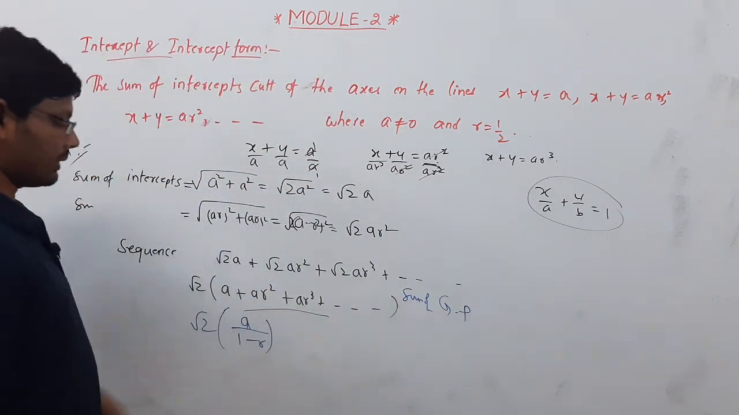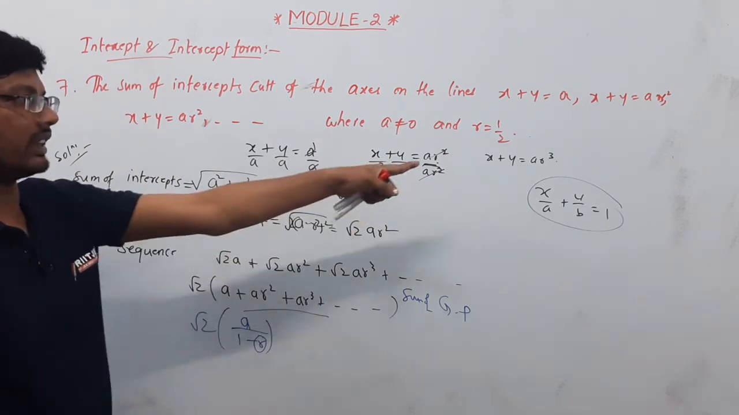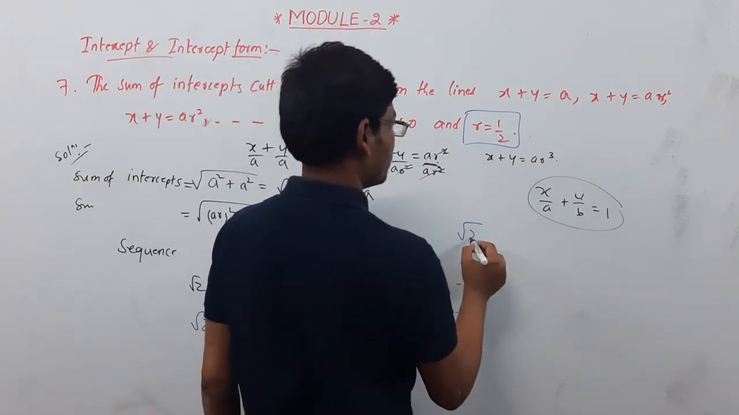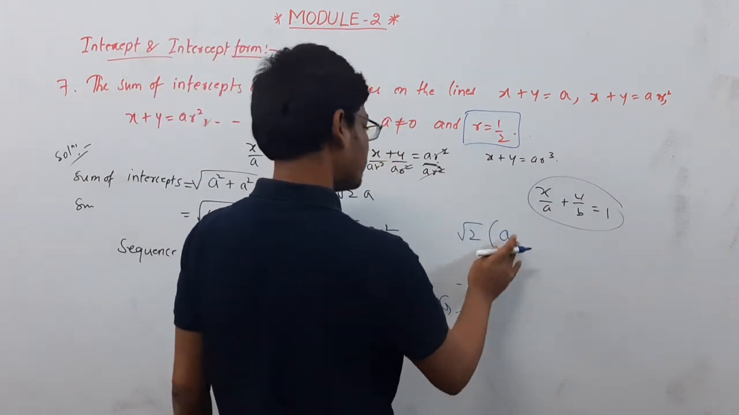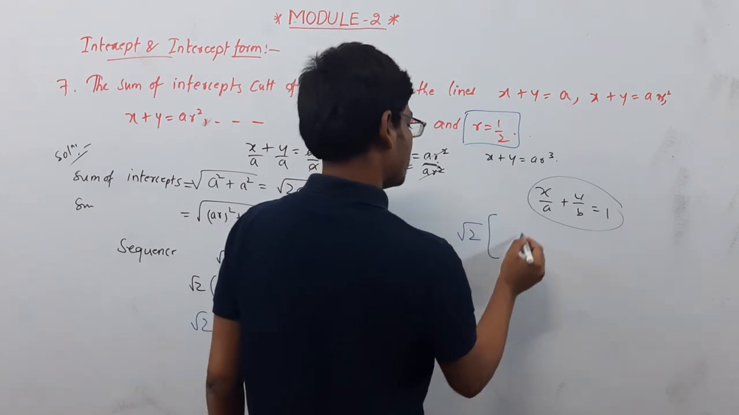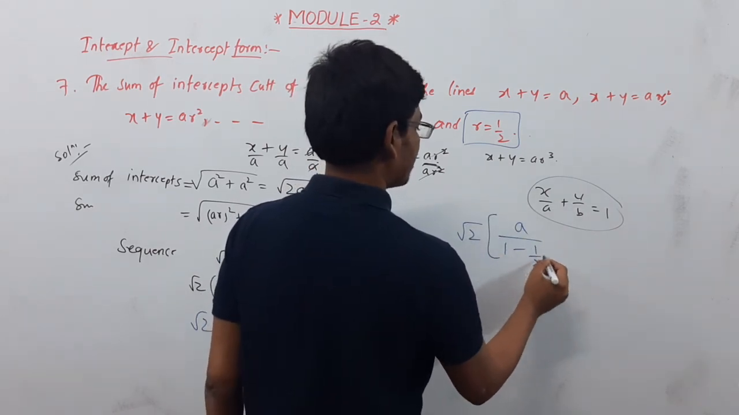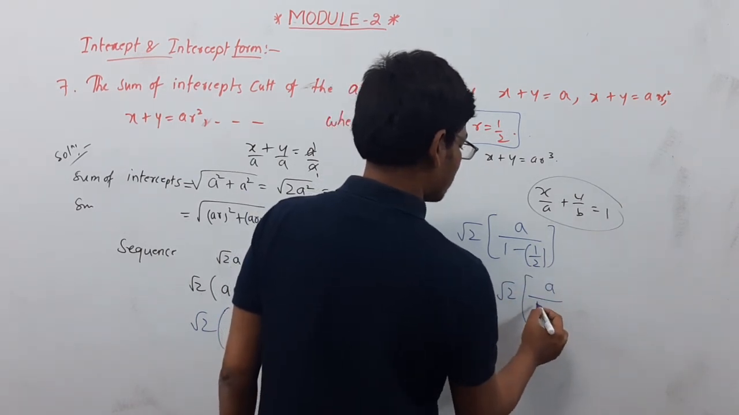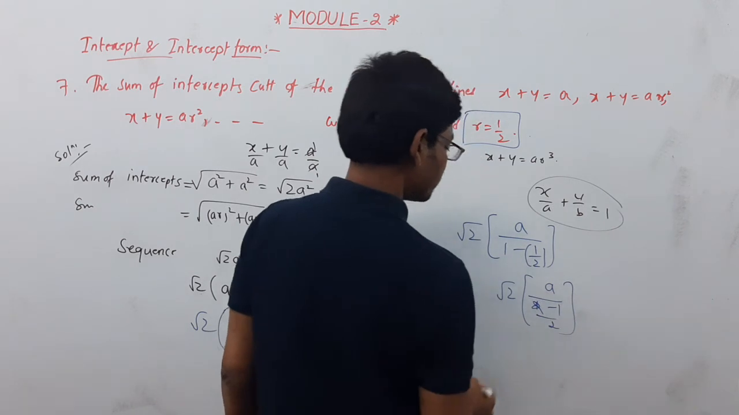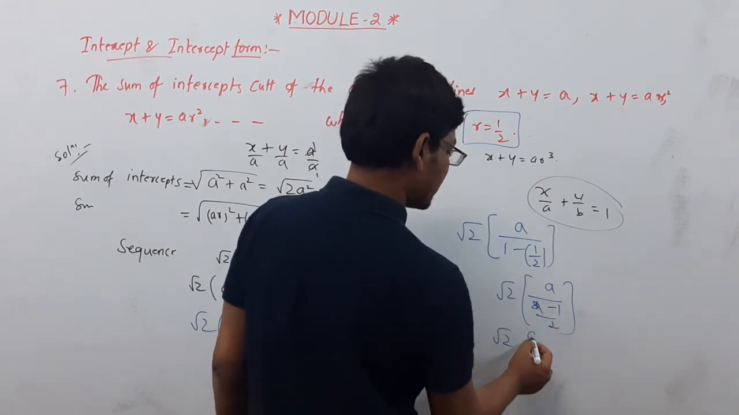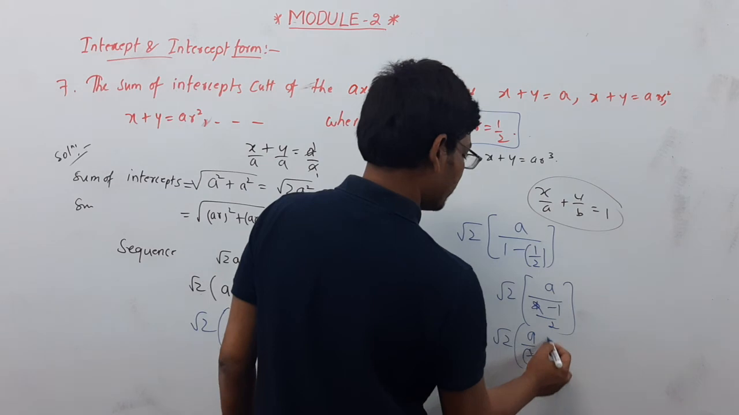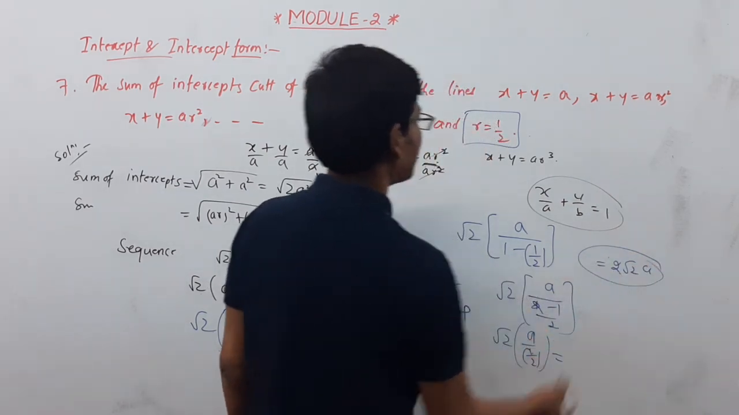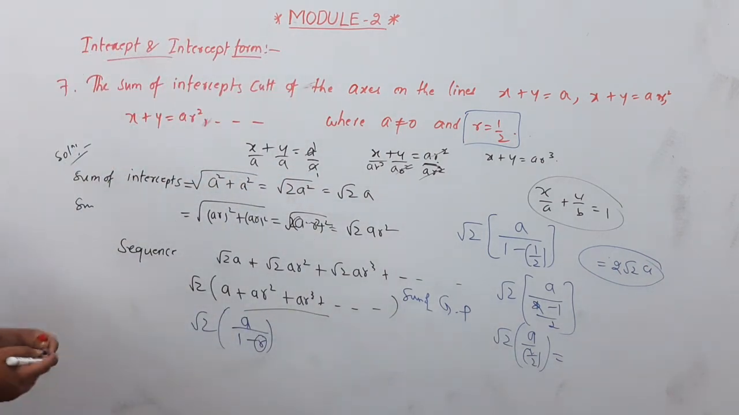The sum of a GP has the formula a by 1 minus r, where r is already given as 1 by 2. So let's substitute the value: root 2 into a by 1 minus 1 by 2. Root 2 into a by 2 minus 1 by 2, that is root 2 into a by 1 by 2. So it will become the reciprocal, that is equal to 2 root 2 a. This is the value of the sum of intercepts here.